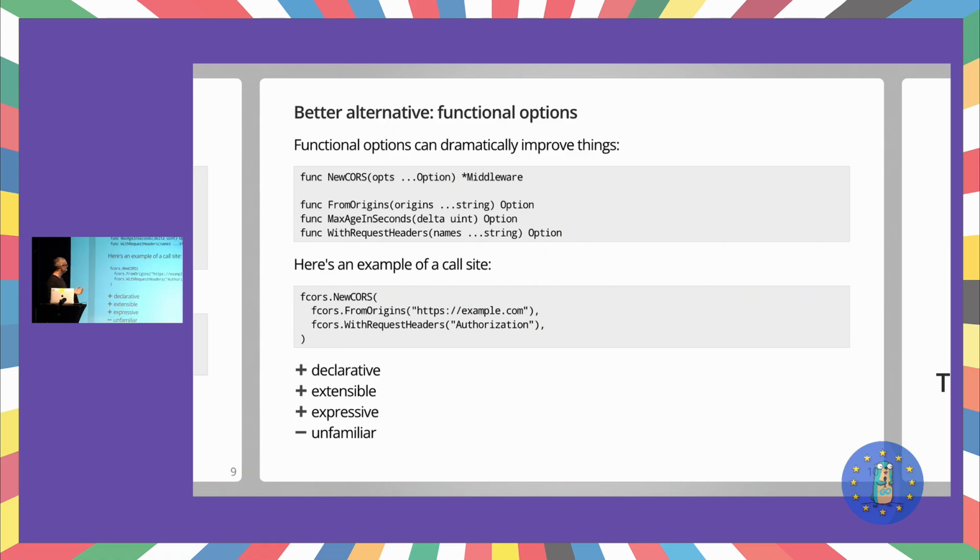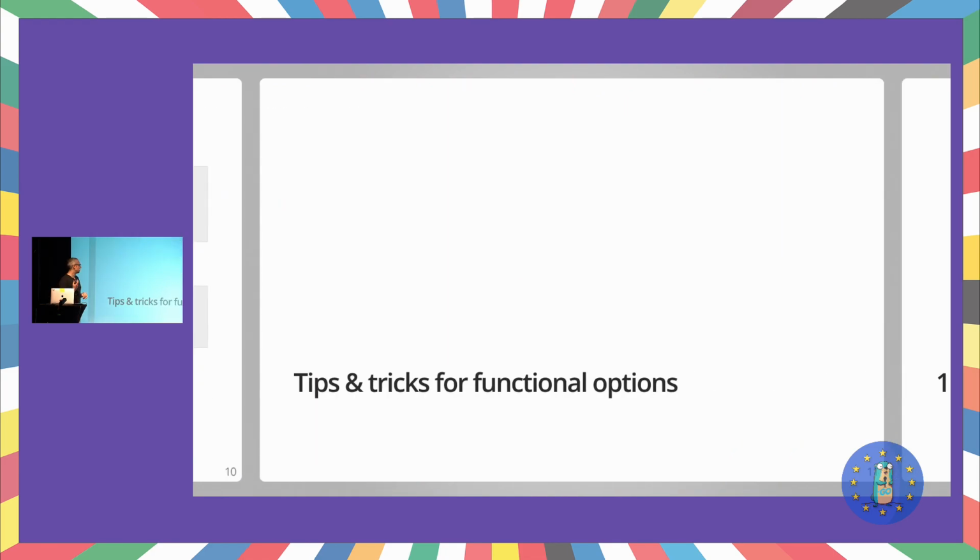The only issue, I guess, one of the main objections to this pattern, is that it's unfamiliar. You've got function calls in another function call, and some people don't like that. Some people would go as far as to say that it's clever, and in Go, that's usually not a good sign. But it's up to you to decide. So now that you've had a glimpse of the pattern, I'd like to give you a few tips and tricks to make the best of it, okay?